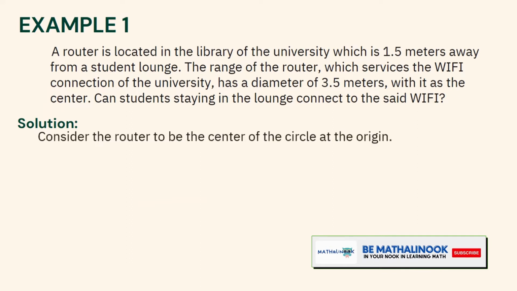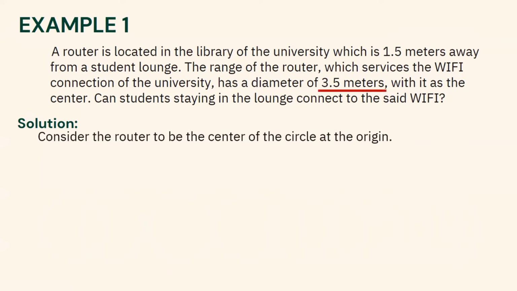Consider the router to be the center of the circle at the origin, since it was given that the service has a diameter of 3.5 meters. Remember that the radius is half the diameter. Thus, it follows that the radius of the service area of the router is 1.75 meters. With the center at the origin and radius of 1.75 meters, the equation of the circle will be x squared plus y squared equals (1.75) squared.